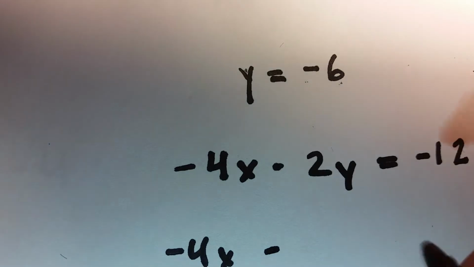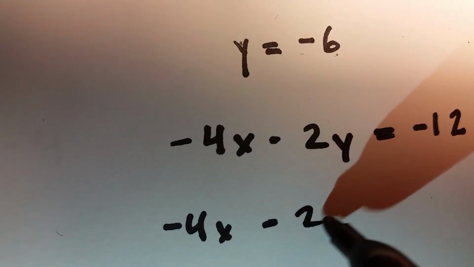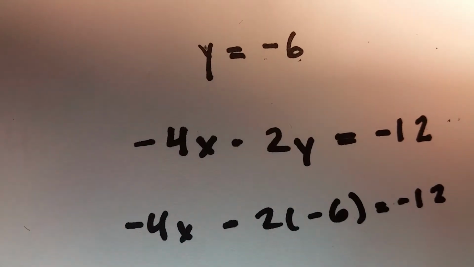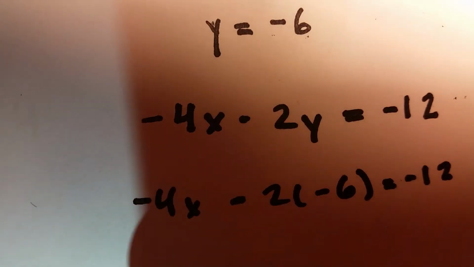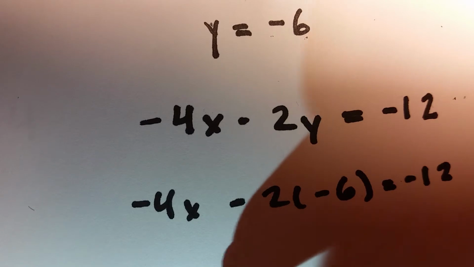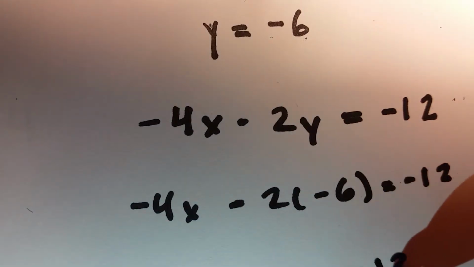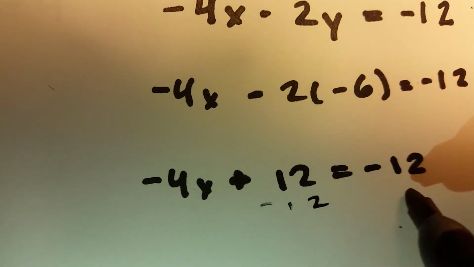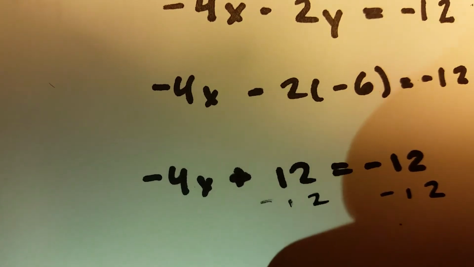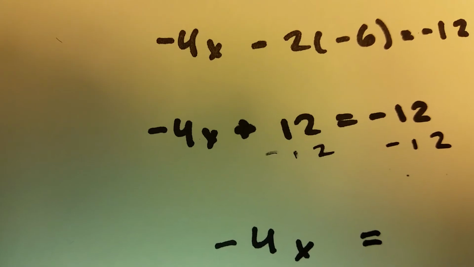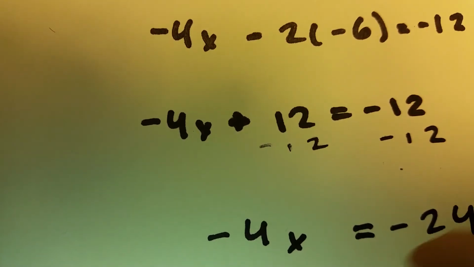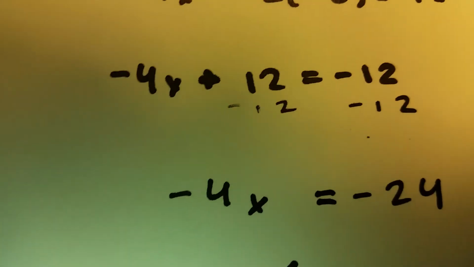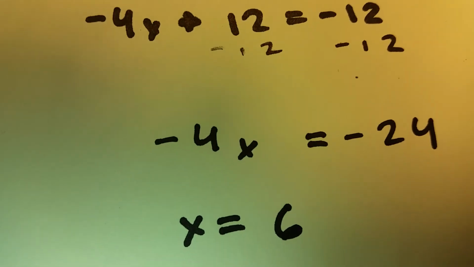negative 4x minus 2 times negative 6 equals negative 12. And when we actually do plug it in, we will get negative 4x plus 12 equals negative 12. Now we subtract 12 from both sides, and we get negative 4x equals negative 24, or x is equal to 6.